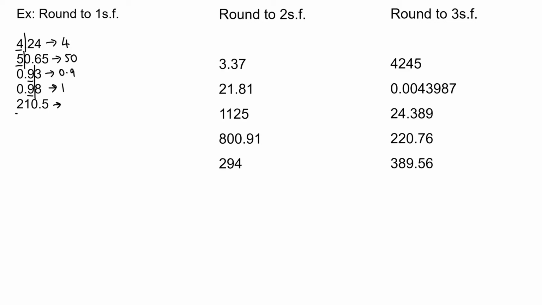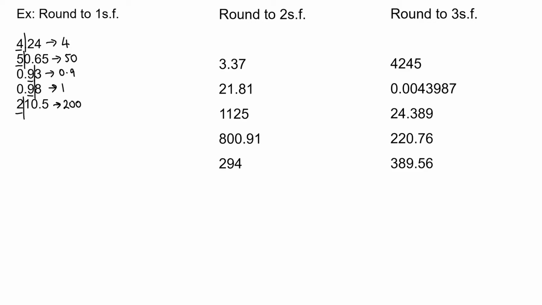210.5. So first significant figure, cut off, we're rounding down. So it's going to be a 2, and then the zeros to place the 2 into the 100 column to keep it the correct approximate value. And we're saying there, is that close to 200 or 300? Well, it's closer to 200. So let's move on to two significant figures.